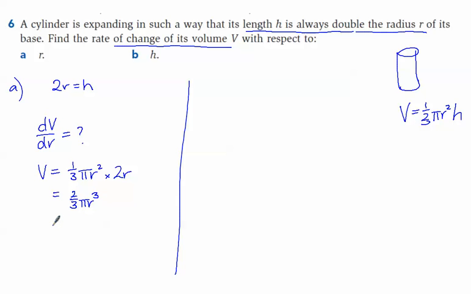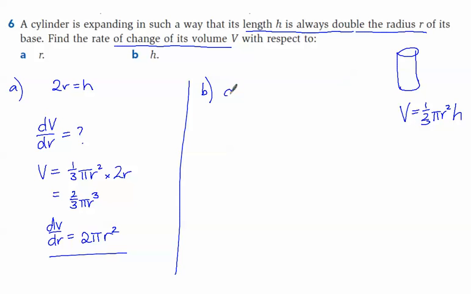Okay, so now we need to find dV/dr. So now we're going to differentiate with respect to our r. So we're bringing the power down, so that's going to cancel with the third to leave us with 2. And then we've got our pi, which is just a constant, and then our power goes down by 1. So we've got the rate of change of the volume with respect to the radius is that. And they don't want it at any particular point, so there's nothing to substitute in, so we're done with that one.